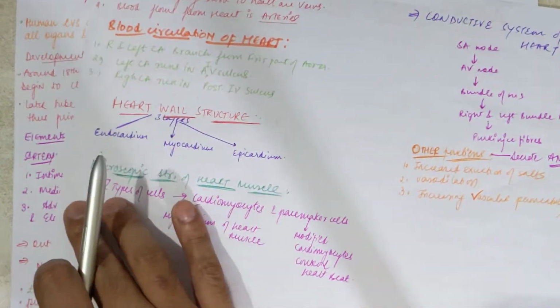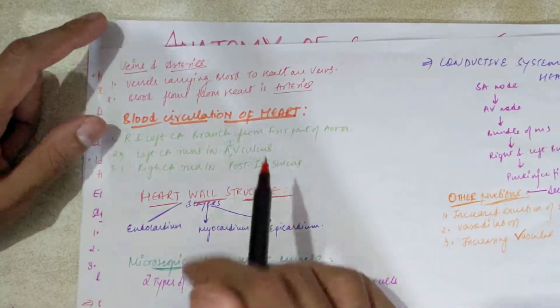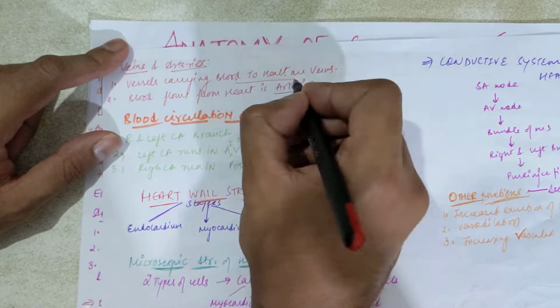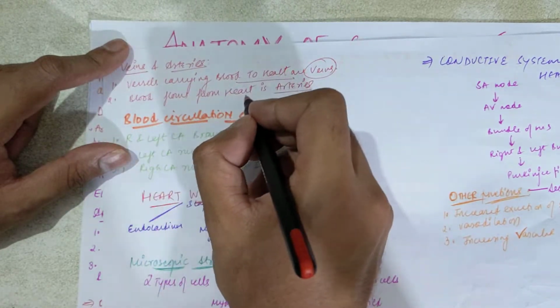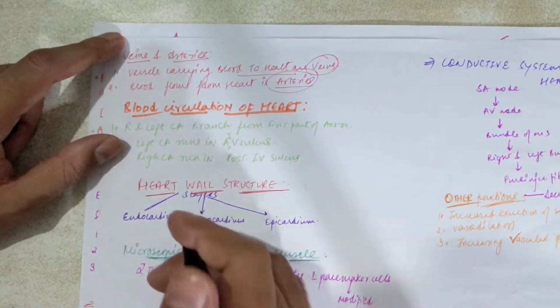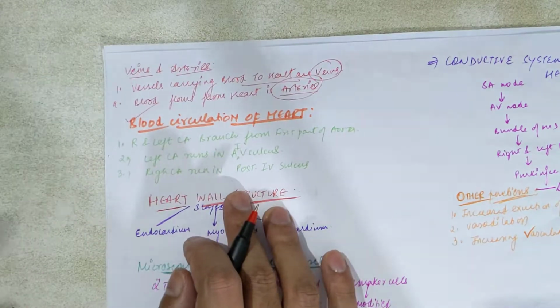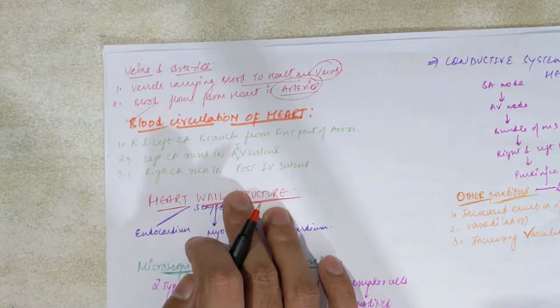Now let's move on to the veins. What are veins and arteries in the heart? Vessels carrying blood to the heart are called veins, and vessels carrying blood away from the heart are called arteries. Now, for the blood circulation of the heart, let's see the diagram.